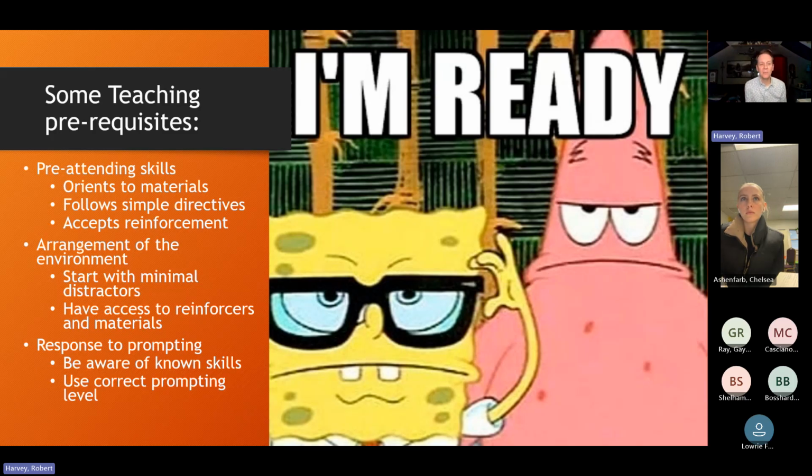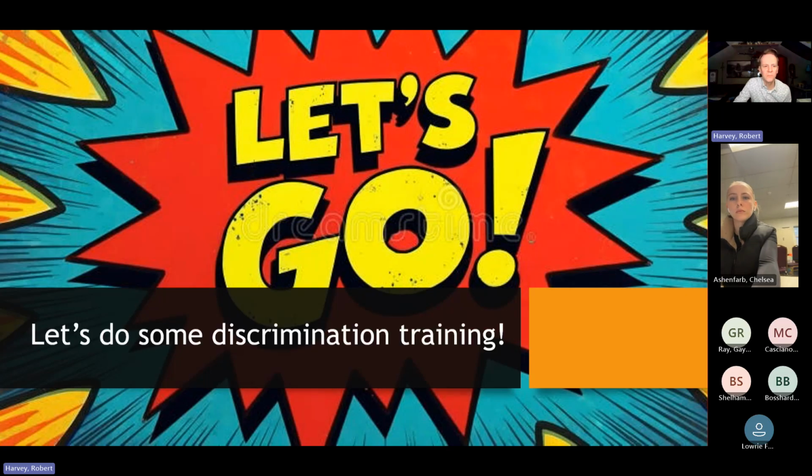Okay. We need to have some arrangement of the environment. So we need to have minimal distractors, especially in the beginning. Because if there's all kinds of distractors all over the place, then how do they know what to respond to? And we need to have access to reinforcers and materials. They need to be there and ready. And we need to have the ability to prompt them. So we have to know what their known skills are and we have to know what prompting levels to use.